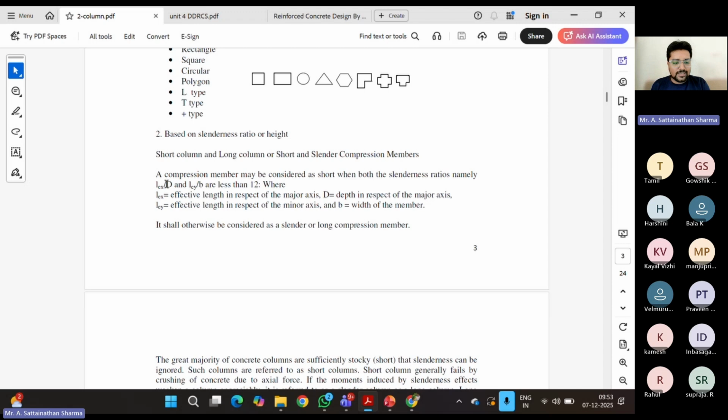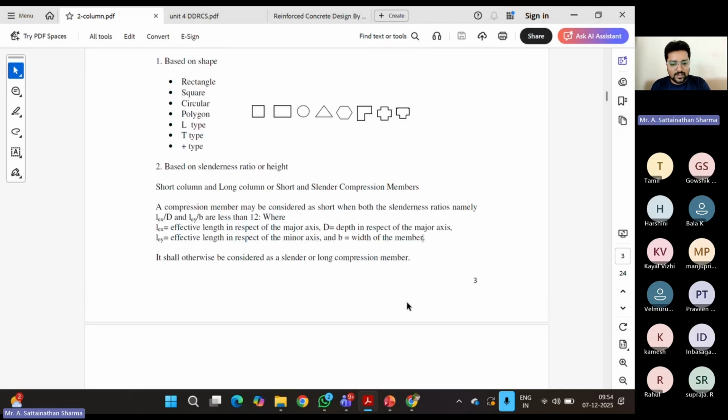So Lex by D, X direction, it has to be the major axis. So D will be higher. Ley by B, the lesser direction, we call it as width of the member. Both the ratios have to be less than 12. Even if any one ratio exceeds 12, then it is not a short column.